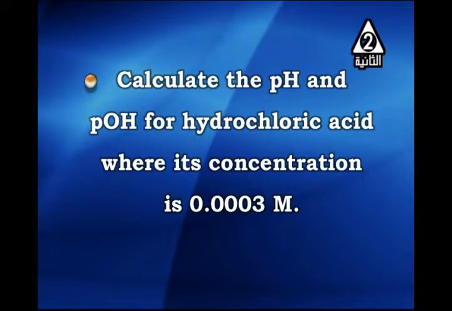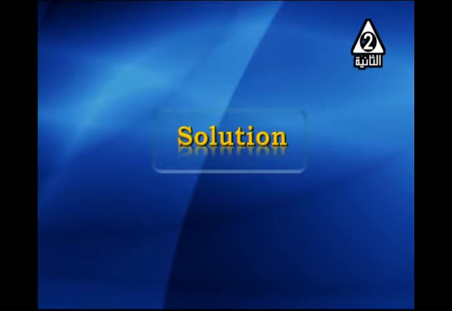Another example, my dear student: calculate pH and pOH for hydrochloric acid, where its concentration is 0.003 molar. My dear student, we know that acids differ in their strengths, maybe strong acid or weak acid. Hydrochloric acid is a strong acid. What does it mean? It means its concentration equals the concentration of hydrogen ion. So we can solve this problem as follows.